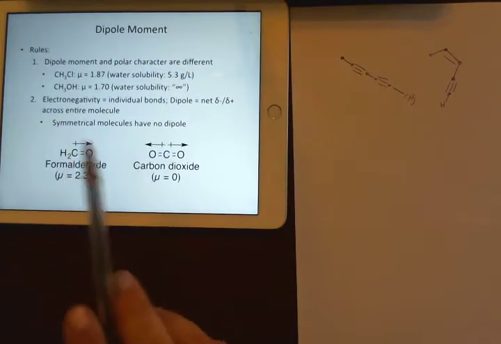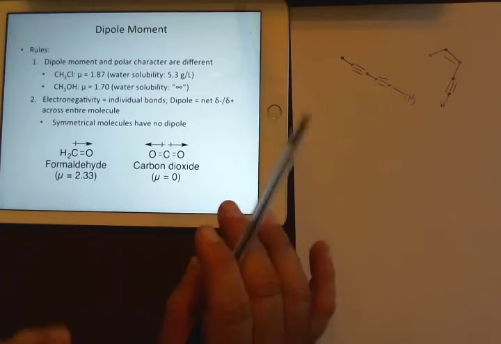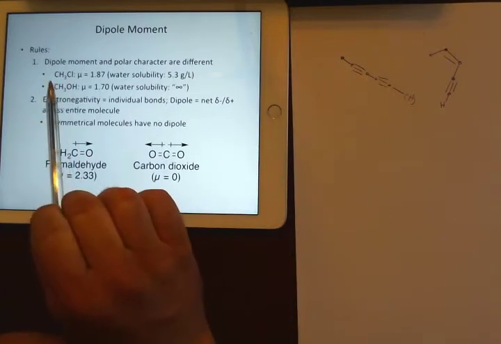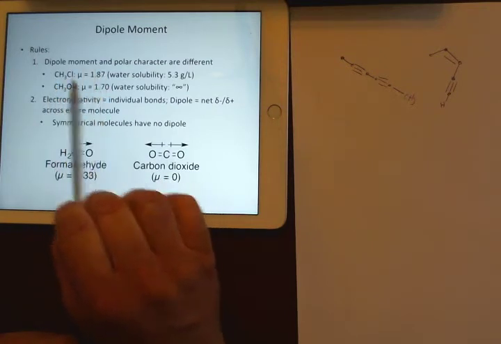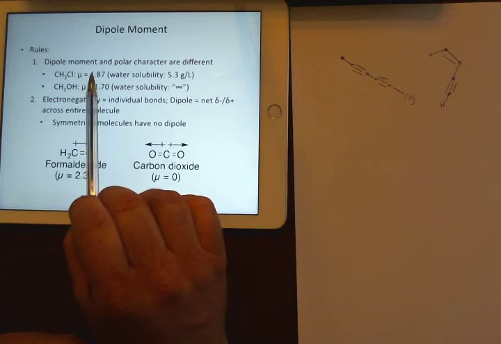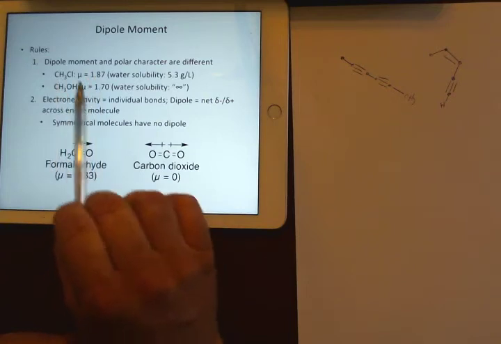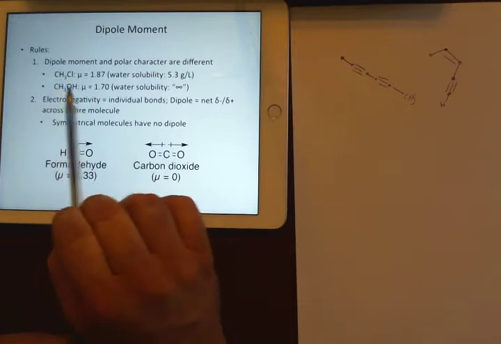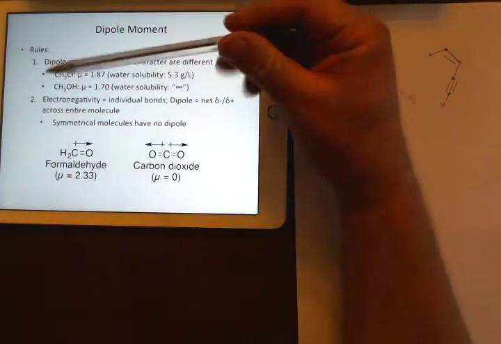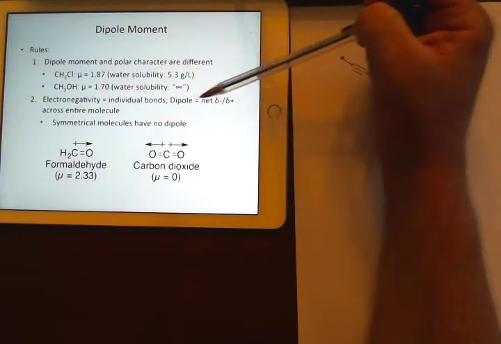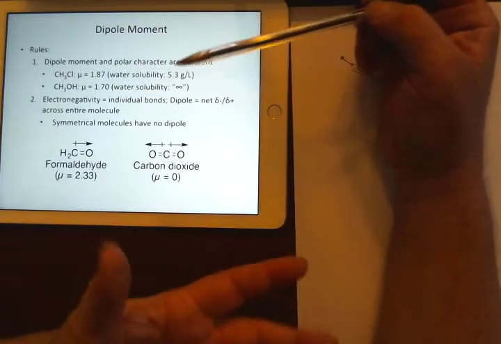And so now, don't confuse dipole moment and polar character. They're two different things. Okay, so methyl chloride here has a very high dipole moment, along with methanol. But this is not particularly soluble in water, but this is infinitely soluble. And also don't forget, electronegativity is about individual bonds. The dipole moment is what you get if you add them all up.